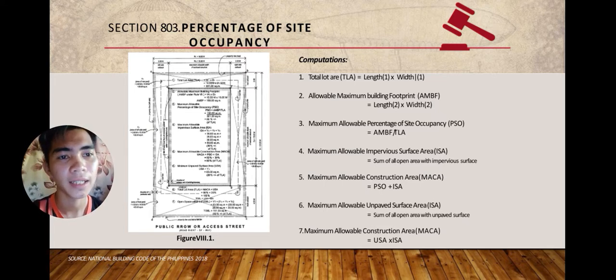The computation is PSO plus ISA. Then maximum allowed unpaved surface area: USA is the sum of all open area with unpaved surface. Then the last one is the maximum allowed construction area or MACA, computed as USA plus ISA. That is how to compute the percentage of site occupancy. So the computation is needed.